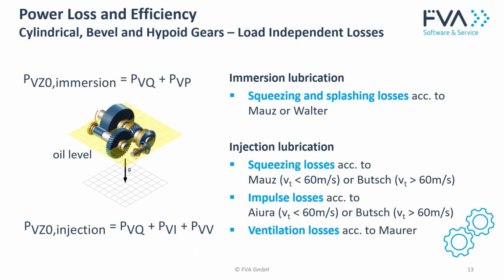The second type of lubrication is injection lubrication. Here we have squeezing losses too, and additionally impulse and ventilation losses. No splashing losses. The squeezing losses will be automatically calculated according to Mautz or Butch. This depends on the pitch point velocity. The same automation is done for the impulse losses, which will be calculated according to Ayura or Butch. Impulse losses result from the injection jet, which is aimed at the gears and can decelerate the rotation depending on the position and direction of the jet.